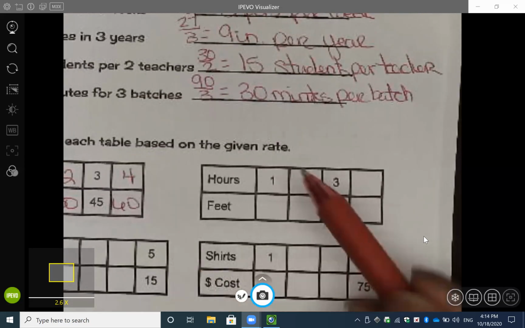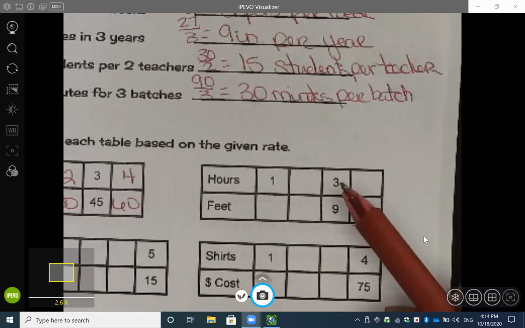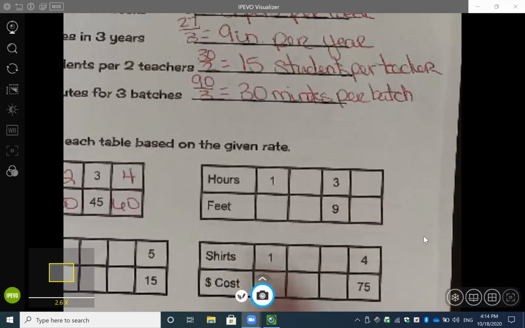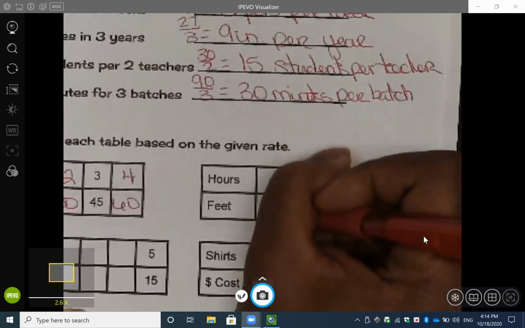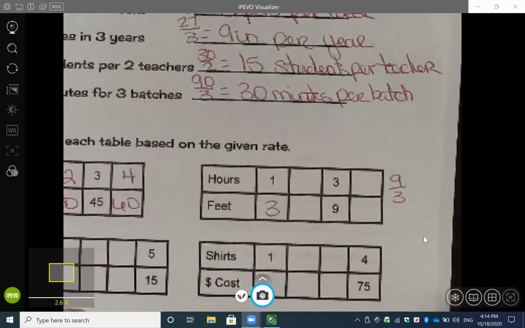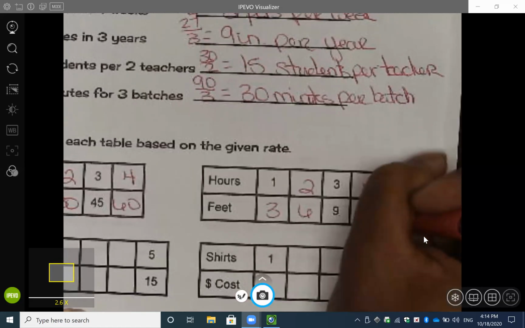Next one, we have our hours and feet. So 3 hours for 9 feet. 9 divided by 3 is 3. So in 1 hour, you go 3 feet. 2 hours, you'll go 6 feet. And 4 hours, you'll go 12 feet.